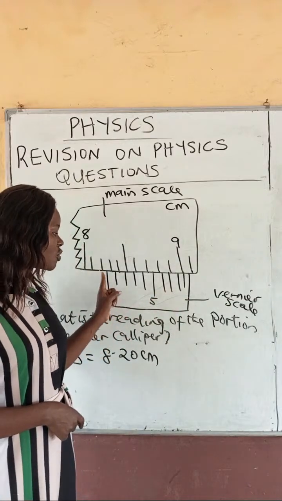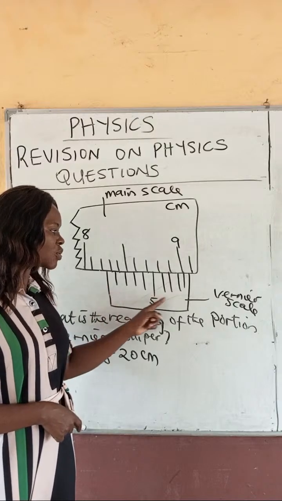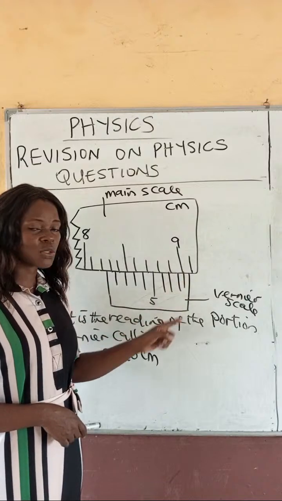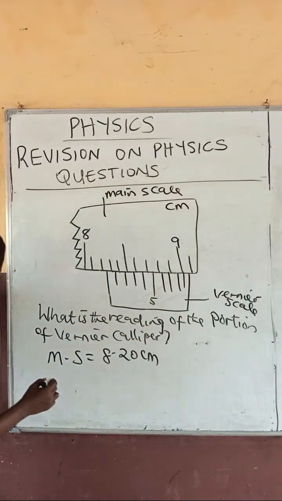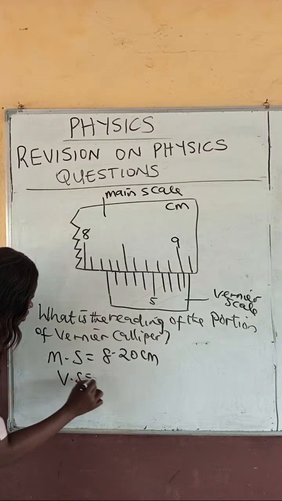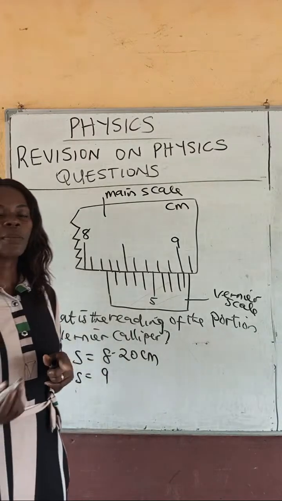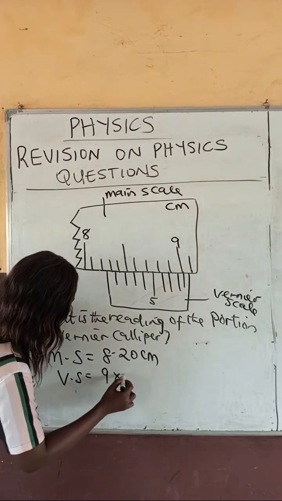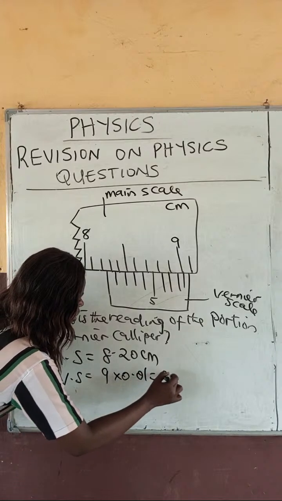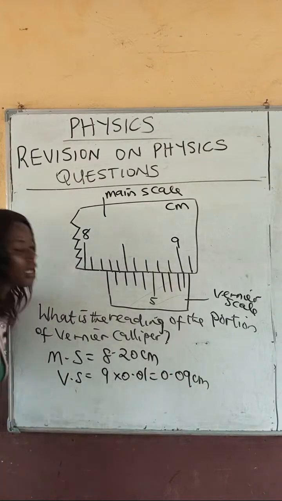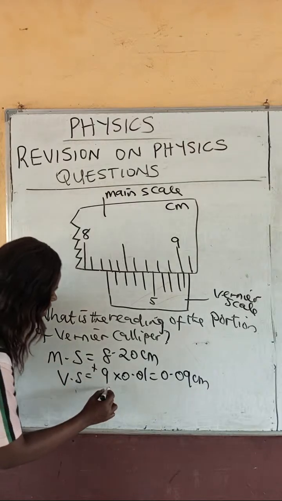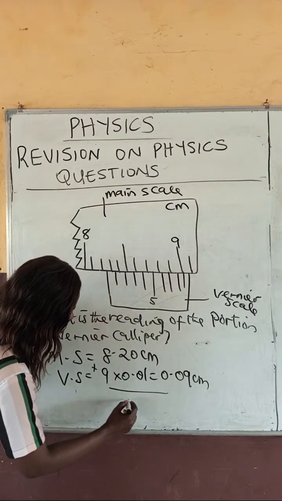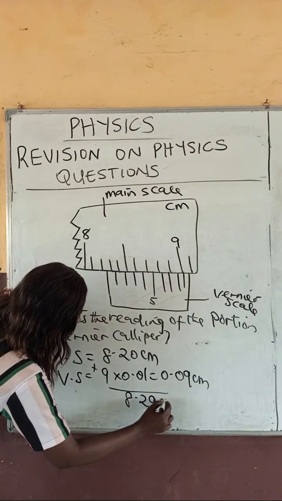So when you are counting, you will not count the first one, you start from here to count. So that when you get to this point, what are you going to do? You have 9. So the Vernier scale is reading 9. I will multiply by each reading accuracy, which is 0.01. My answer becomes 0.09 centimeter. Now, when I add them together, I will have 8.20 plus 0.09. My answer becomes 8.29.